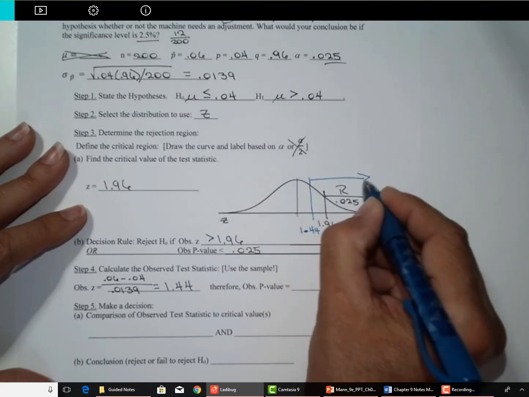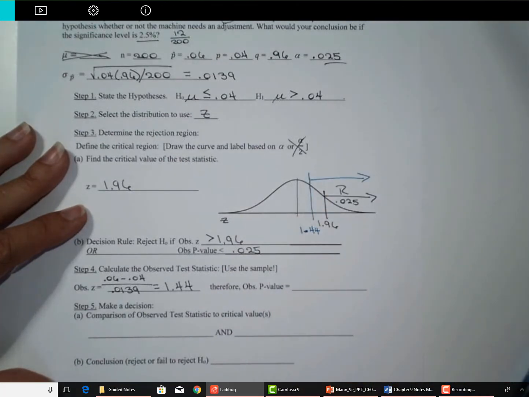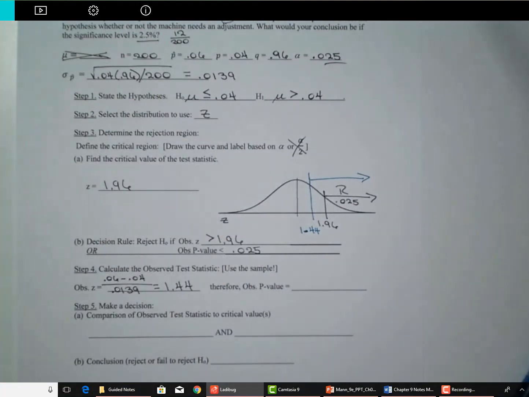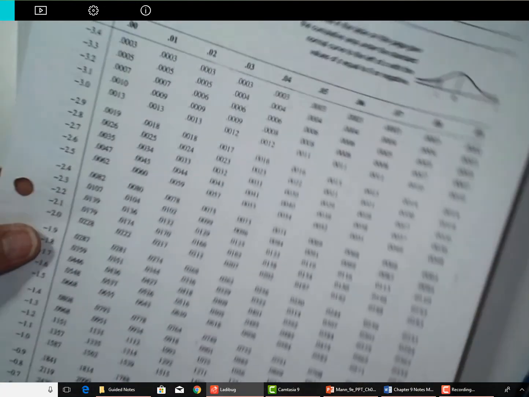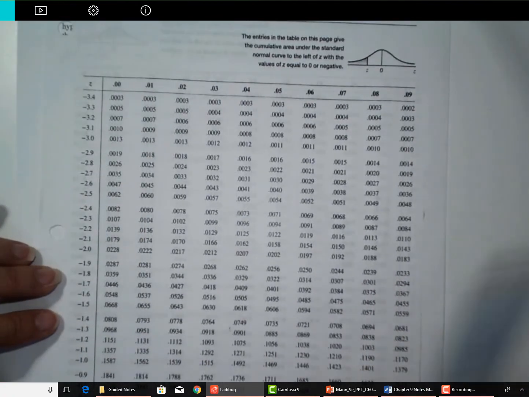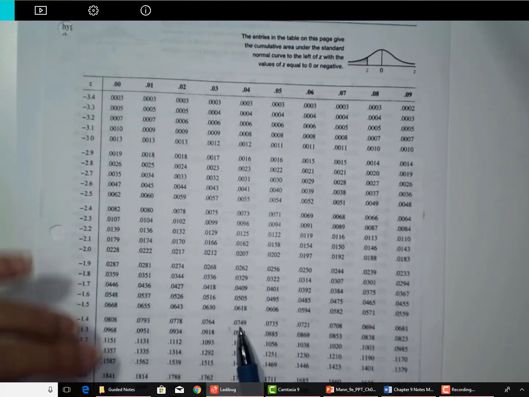What's the area associated with it, just so I can do the check on that? Well, I would look up a z of negative 1.44 because I only want the area in the tail, so that's why I'm trying to make it easier on myself and look up on the negative side. I'll go negative 1.44 and I get 0.0749.